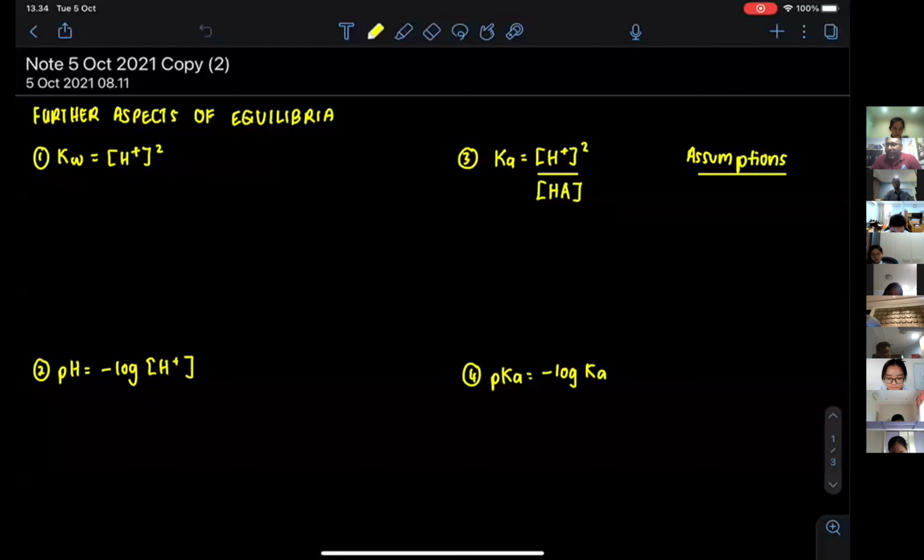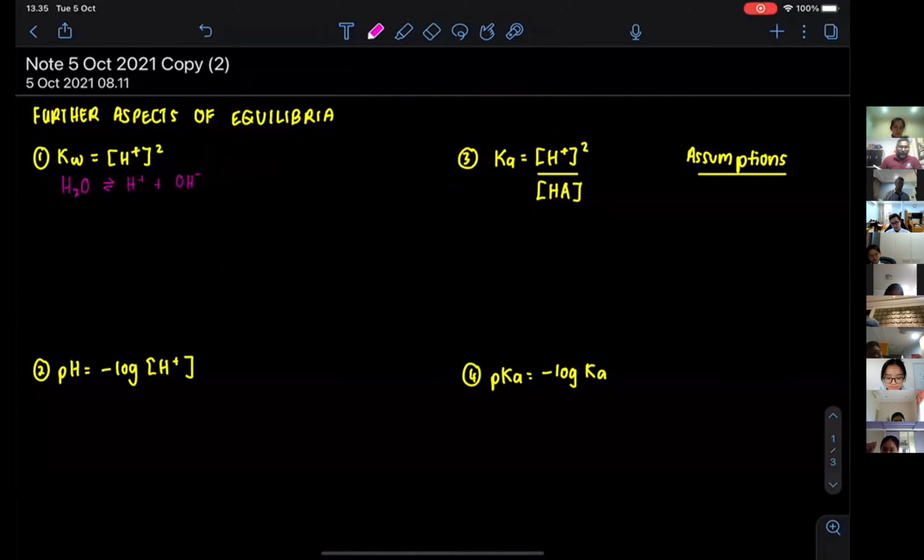So we are going to learn about the formulas for these further aspects of equilibrium. For the first formula that I taught you, related to Kw equals concentration of H plus to the power of 2, you need to know how we get this. It all originated from water. We know water is going to change into this.